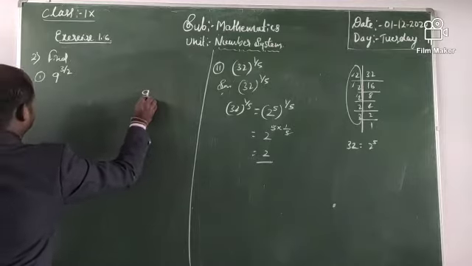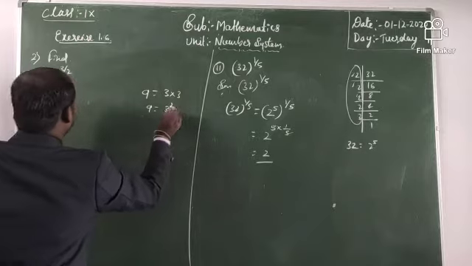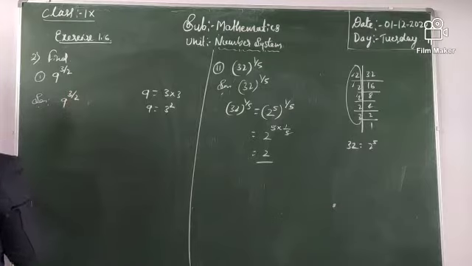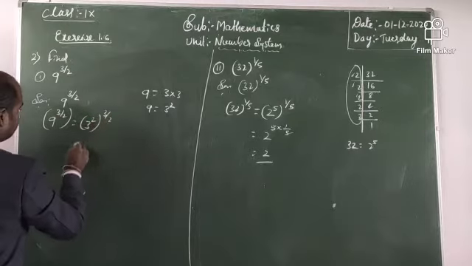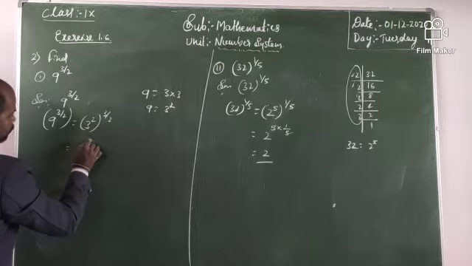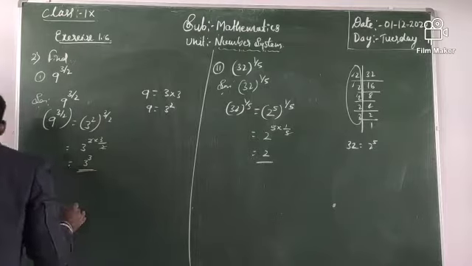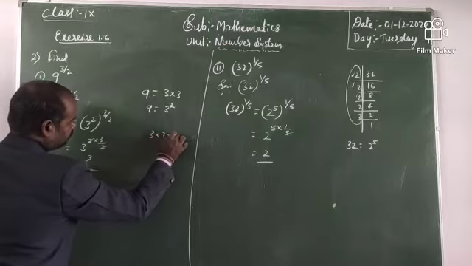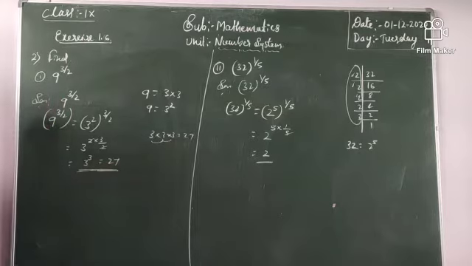See children, 9 we can write in the form of 3 into 3, so 9 equals 3 square. Therefore, the solution for this: 9 to the power of 3 by 2 is equal to 3 square to the power of 3 by 2. Equal to 3 to the power of 2 into 3 by 2, the 2s get cancelled. 3 cube. 3 cube means 3 into 3 into 3. 3 into 3 is 9, 9 into 3 is 27. This is your answer.